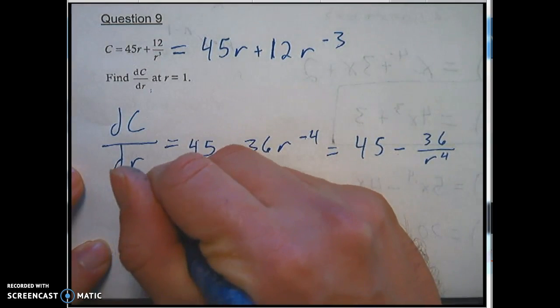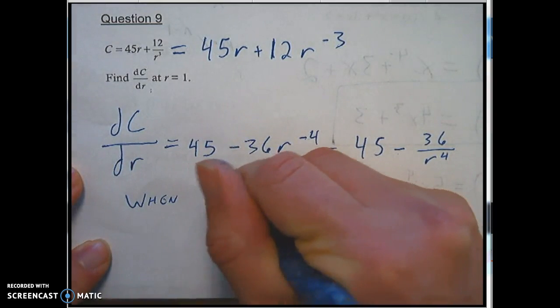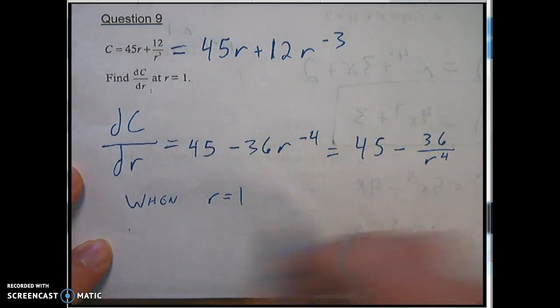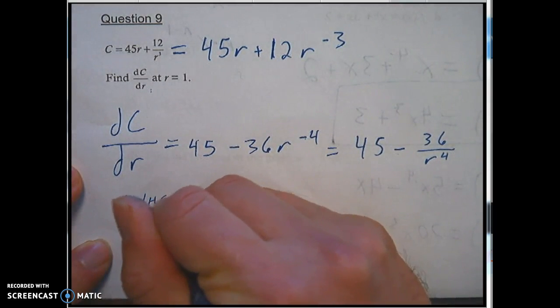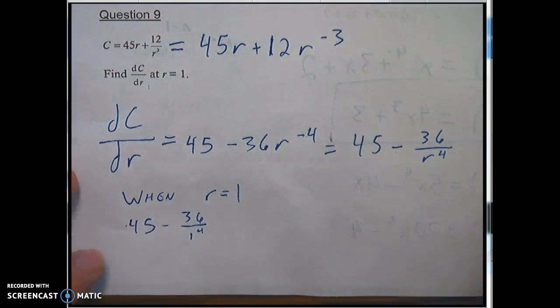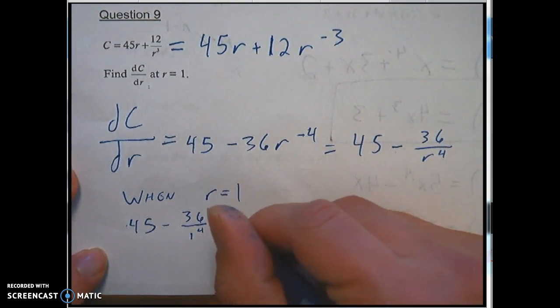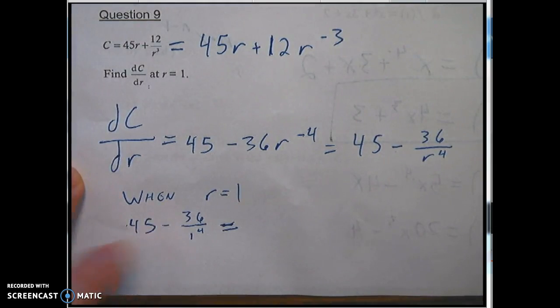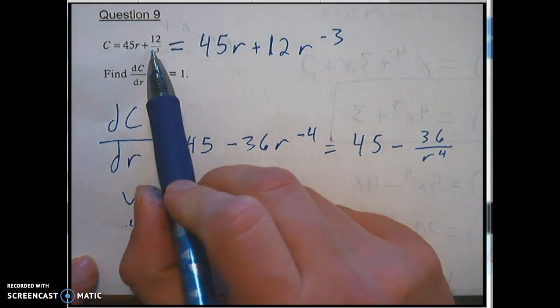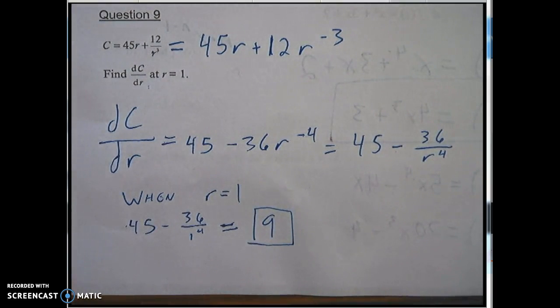So when r equals 1, I'm just going to plug a 1 into that function. So 45 minus 36 over 1 to the 4th power. 1 to the 4th power, of course, is just 1. So this is a fancy way of saying what's 45 minus 36? Well, that's just 9. The gradient of this function at r equals 1 is 9. That's what we've done there.